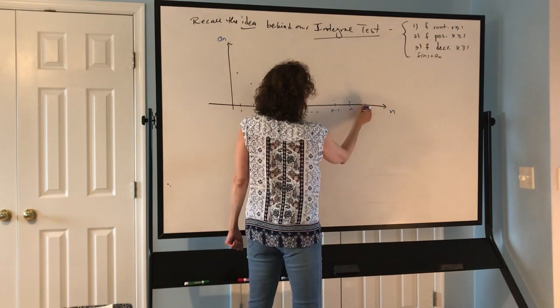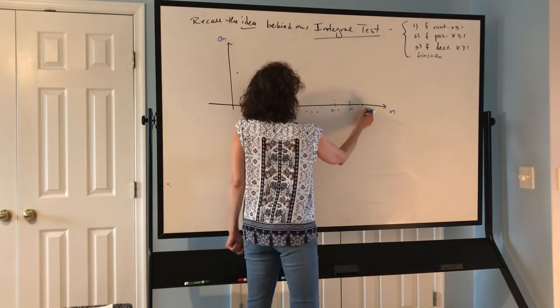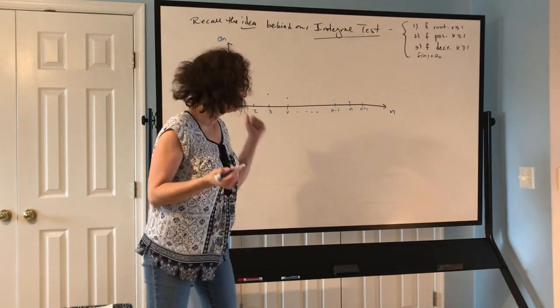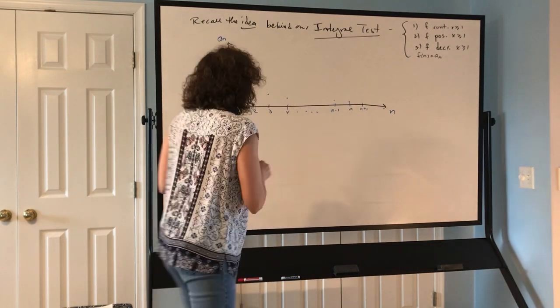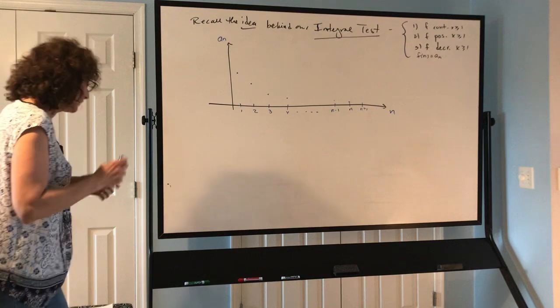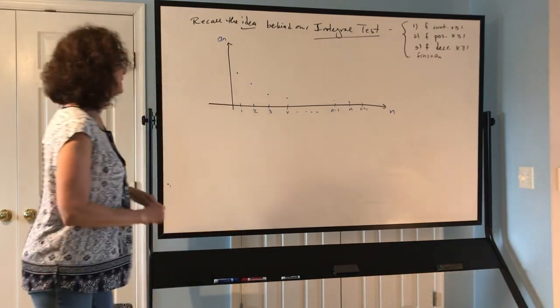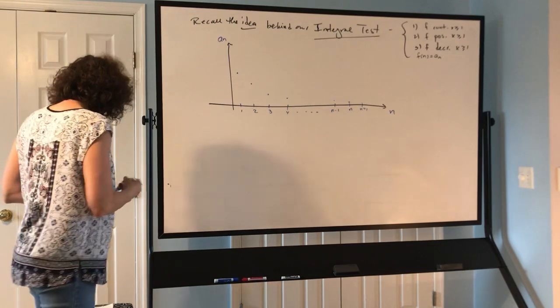And what would be the guy that would come right after a generic n? Good, and then plus 1. Yeah, we good? Got the idea? Okay, all right. So that's our terms in our series that we are going to add together.